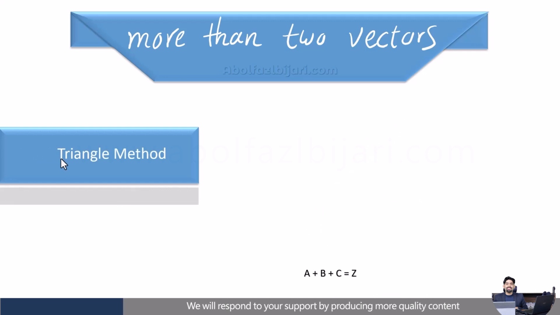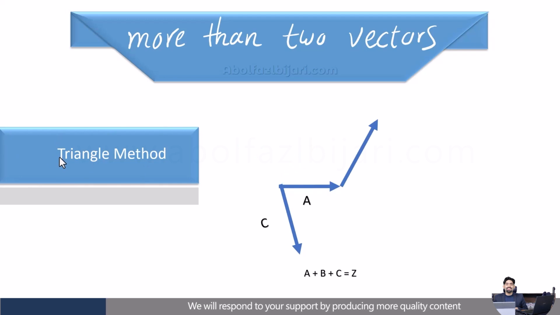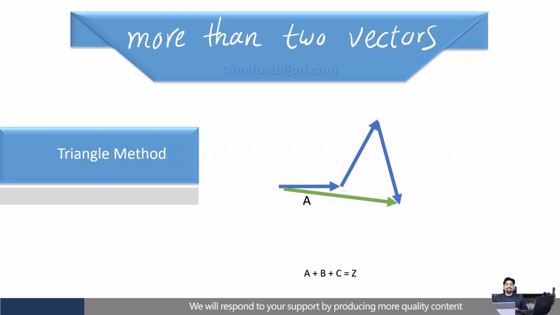Triangle method. We delete the first vector and draw the same vector from the end of the second one. And we draw vector C from the end of the second vector. We draw a vector from the beginning to the end. The results are the same. Just be aware that the drawing should be accurate, preferably with a ruler and protractor.